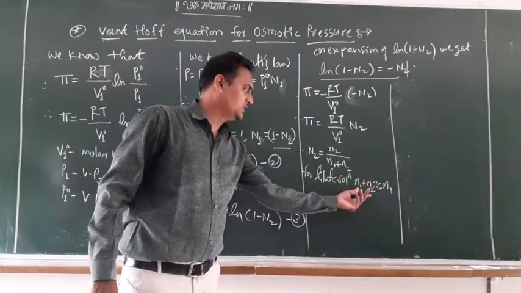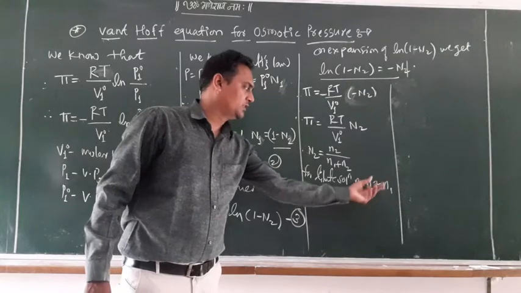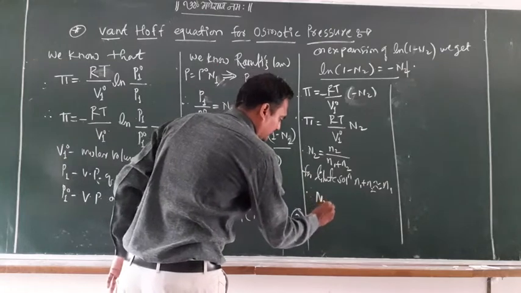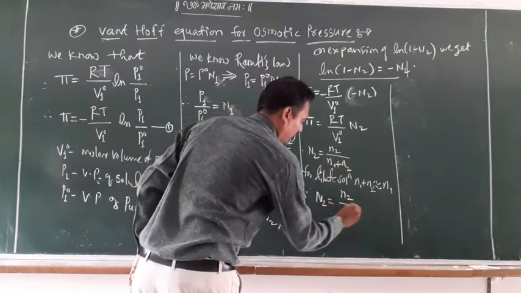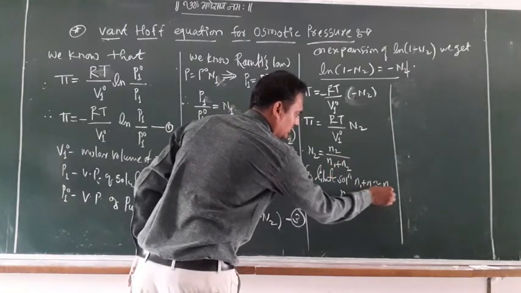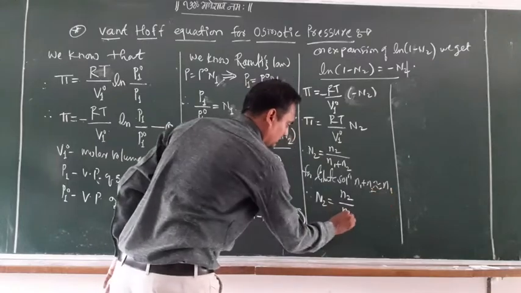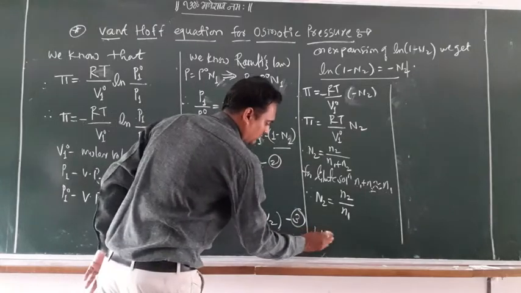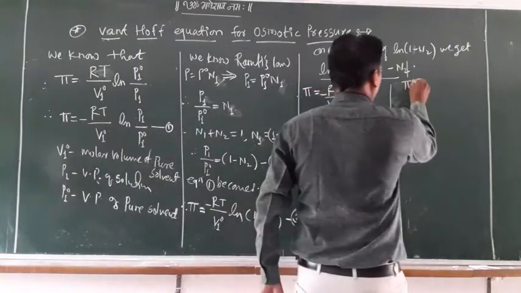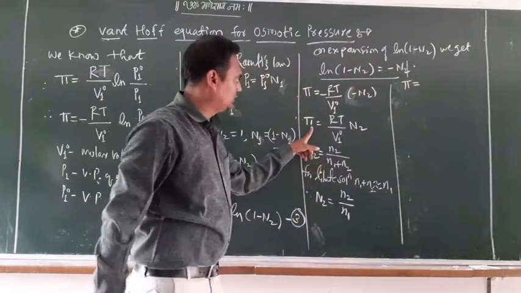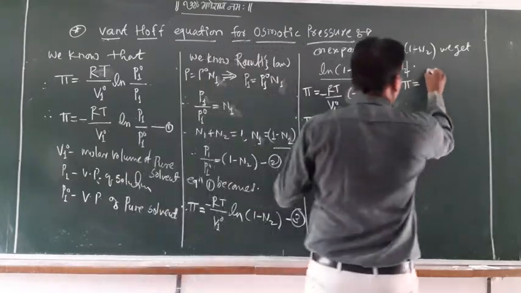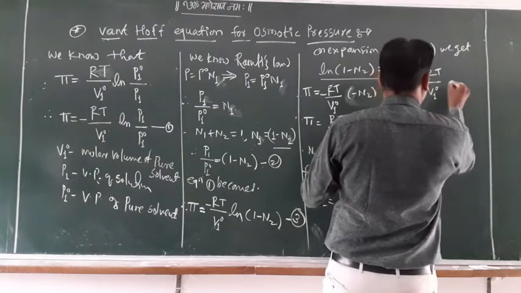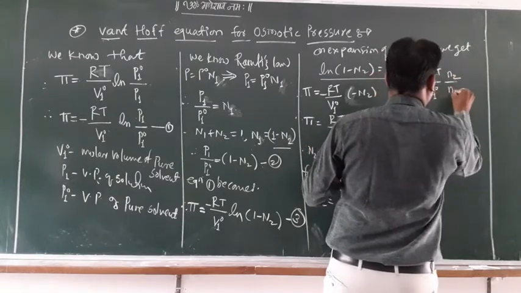Therefore, the sum of the number of moles of solvent and solute is nearly equal to the number of moles of solvent. Therefore, n1 plus n2 is nearly equal to n1. So this equation becomes pi is equal to RT upon V1 naught into n2 upon n1.